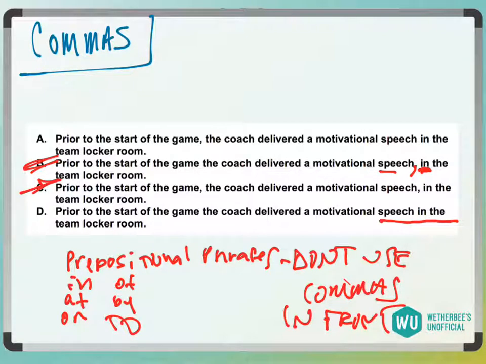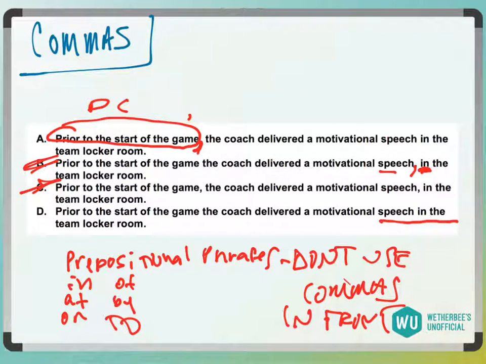Now, the difference between A and D is whether or not we need a comma in front of "game," right? So what we do is put commas after dependent clauses, right? So what we have here is "prior to the start of the game," and we do want a comma here because this is a dependent clause, right? This is a dependent clause.